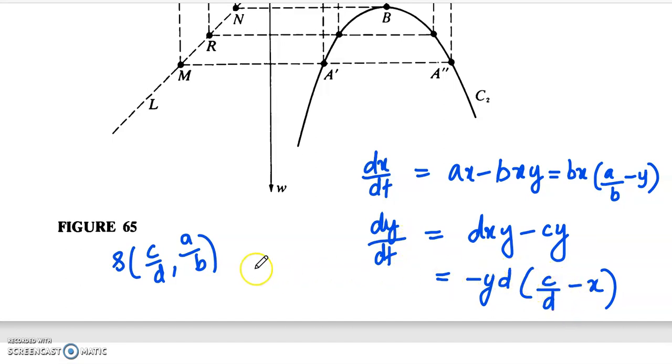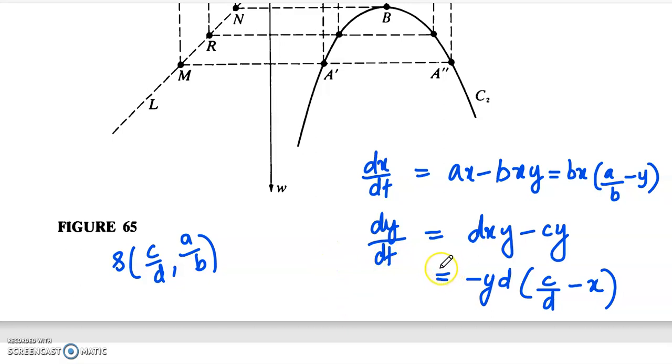So this actually means when the number of rabbits is c by d and the number of foxes is a by b, then in that case dx by dt will be 0 and dy by dt is 0. That means there is no increase or decrease in the population of foxes and rabbits when the coordinates are c by d and a by b. അതായത് ഫോക്സിന്റെയും റാബിറ്റ്സിന്റെയും എണ്ണം മാറുന്നില്ല, provided x is c by d and y is equal to a by b.